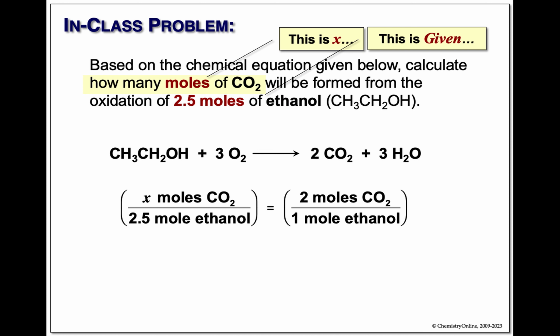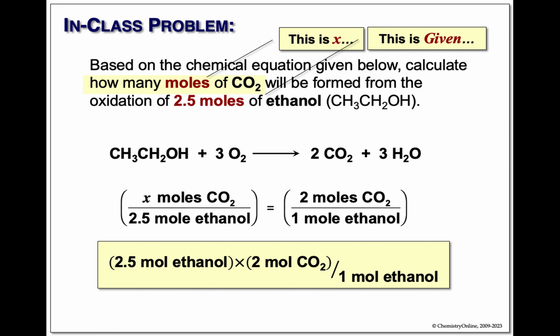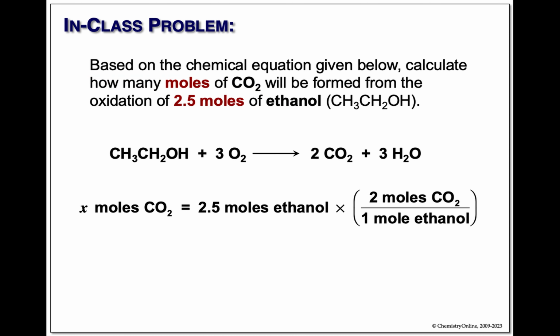The reason I think this is simpler, once you set up these ratios, all you have to do is 2.5 times 2 divided by 1 on your calculator. Don't have to write anything out. Here's the calculation. Moles of ethanol cancel. 2.5 times 2 divided by 1. Nice simple strokes.